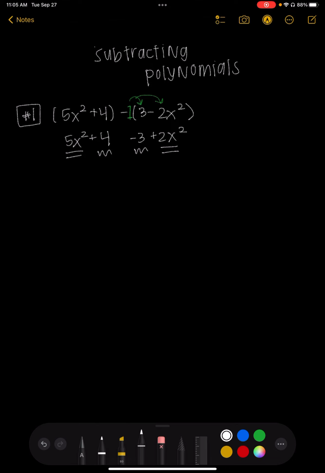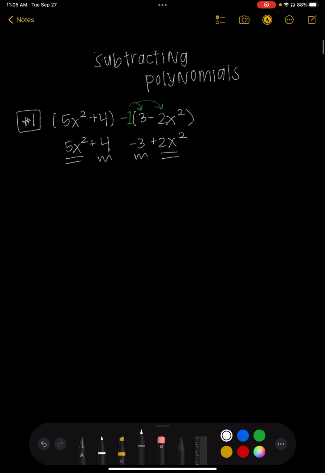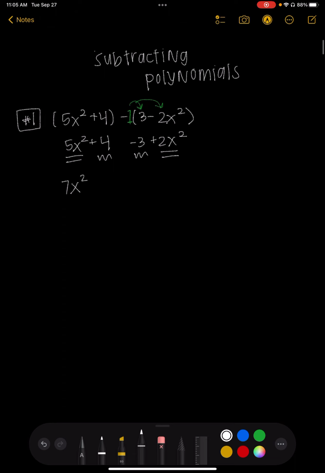Once again, we're going to set these up in standard form. So standard form says that the highest exponent comes first and the lowest exponent comes last. So we're going to start with our x squareds because that's the highest exponent. And we've got 5x squared and 2x squared. Well, 5 plus 2 gives me a 7. So it's going to be 7x squared. Now we have the other ones, which are 4 and -3. And 4 minus 3 is 1. So I'm going to say plus 1. And this is our answer.